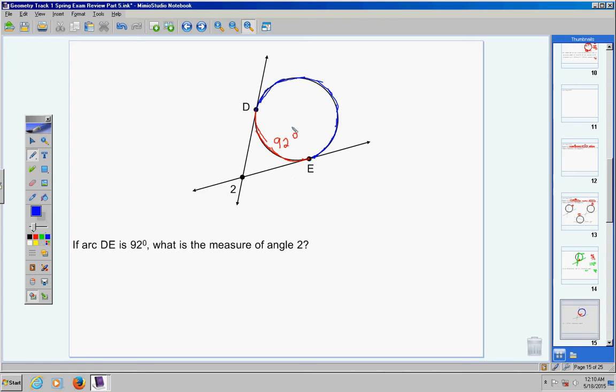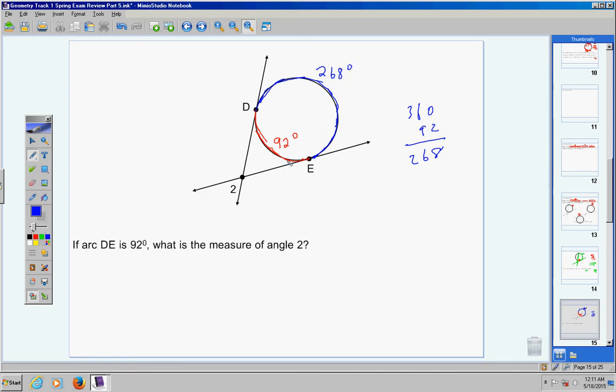Okay? Well, it's obvious. In a complete circle, it's 360 degrees. If from here to here is 92, then 360 minus 92 would give me the measure of this arc from D to E. So 360 minus 92, that'd be an 8 to 6, I believe. Yes. So this blue arc is 268 degrees.